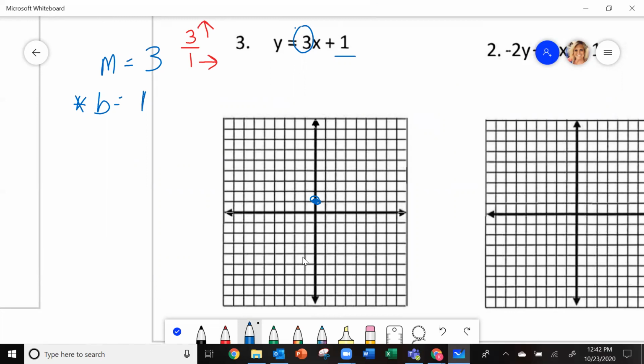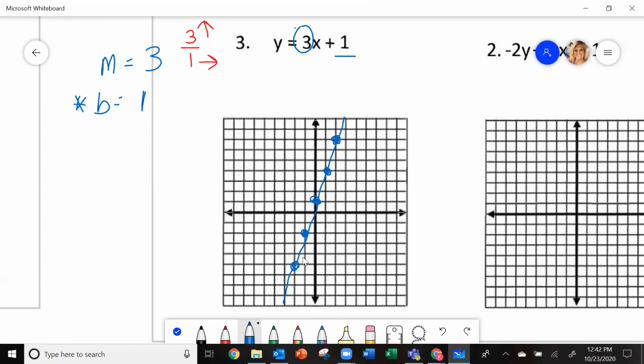So starting at your y-intercept, count up 3, 1, 2, 3, to the right 1 and put a dot. You can also go backwards and go down 3 to the left 1. Down 3 to the left 1. And then you can connect your dots.